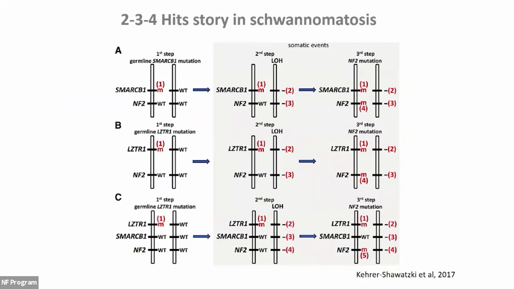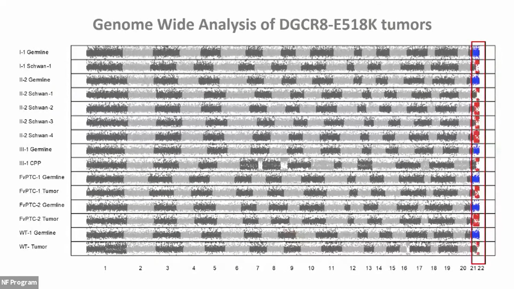So we had the first hit, the germline variant, we thought it was the first hit, and then we looked at the tumors. This is just some of the tumors that we gathered, and we did a genome-wide analysis. As you can see, the first line is a germline, then the second one is a tumor, blue versus red, and then for each of them, this is germline, 4 tumors of the same patient, and so forth. Some of them are schwannomas, a CPP, some PTCs, and Wilms tumor.